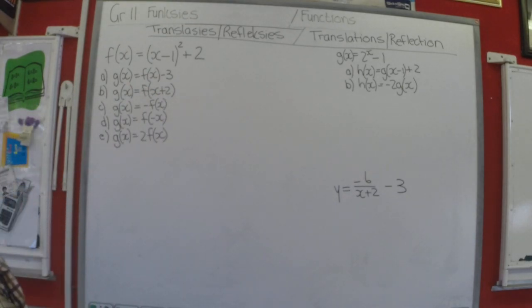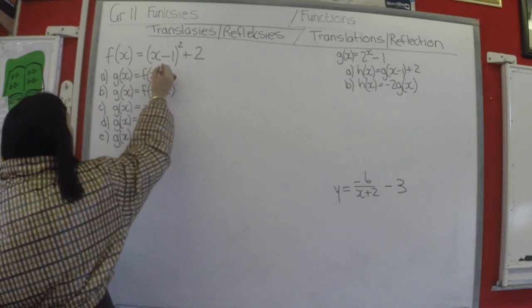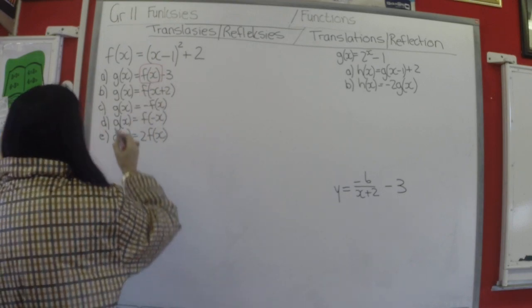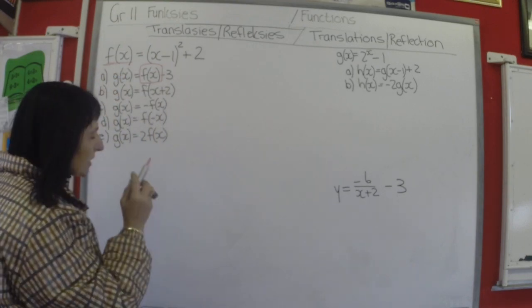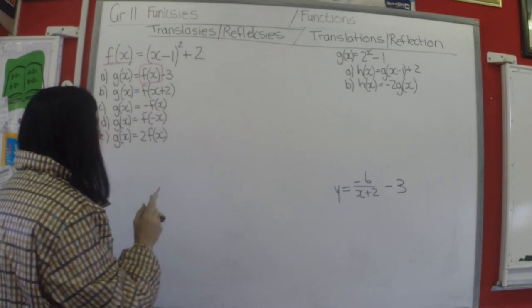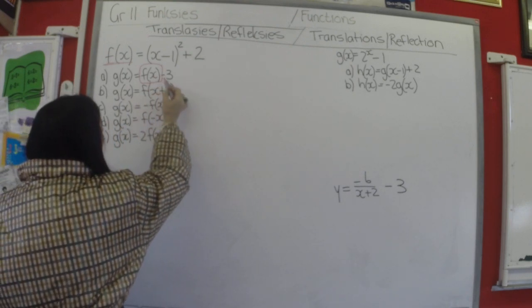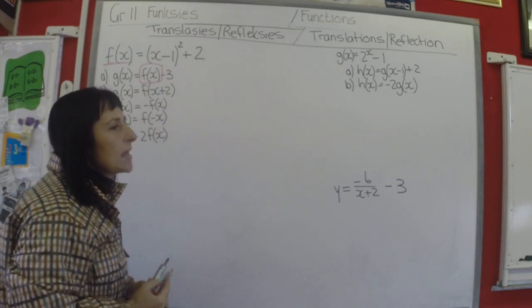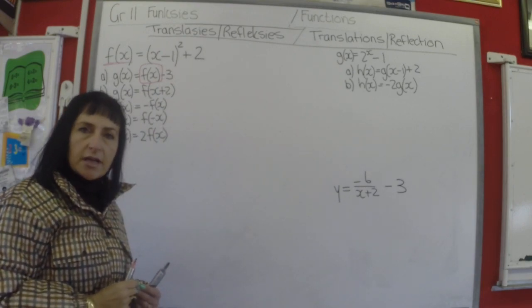Nou kom ons gaan kyk, ons identifiseer gou vir f(x). Daar's f(x). Can you see f(x)? So f(x) is that function. So wat gaan ons nou met f(x) doen? We're going to simply take f(x) and we're going to move it 3 units downwards. Dit is wat daai instruksie sê.